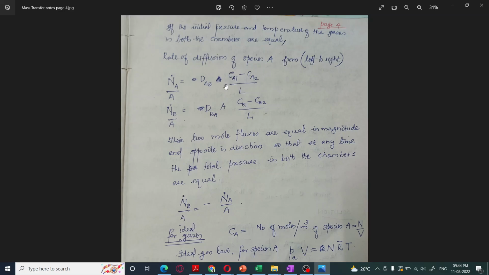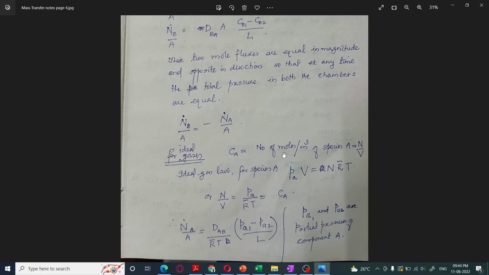Since these are ideal gases, we can use the ideal gas relation to get this equation. So the ideal gas relation we can write as PV equal to n R bar T, where P is the partial pressure of the component A, V is the total volume of the chamber, and n is the number of moles of the component A, R bar is the universal gas constant, T is the absolute temperature.